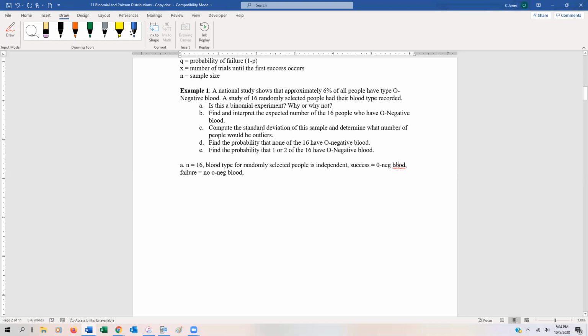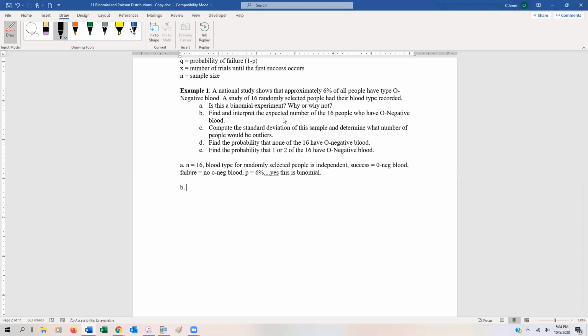And then the last case is, is the probability of success known, and is it fixed? And the probability of success is, in this case, 6%. So ultimately what we can say is, yes, this is binomial, which might not be good for you because that means that we have to do the other parts of the problem. All right. So now we can go ahead and do the rest of the problem.